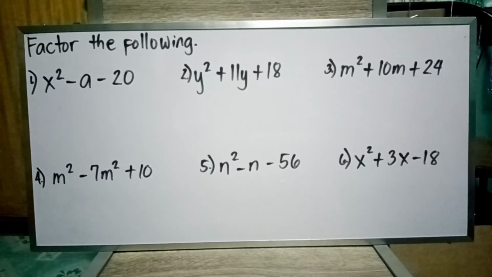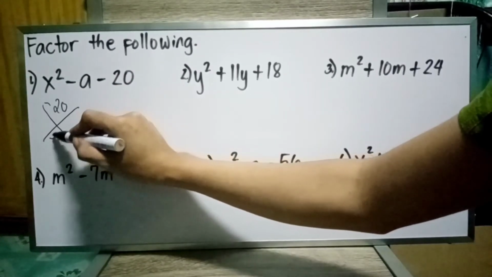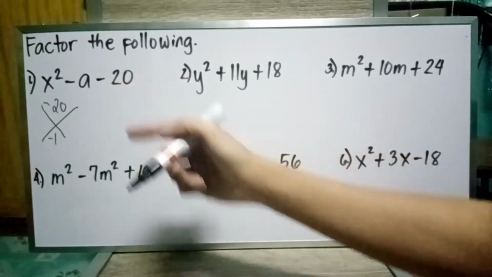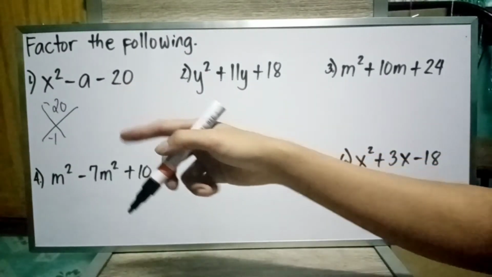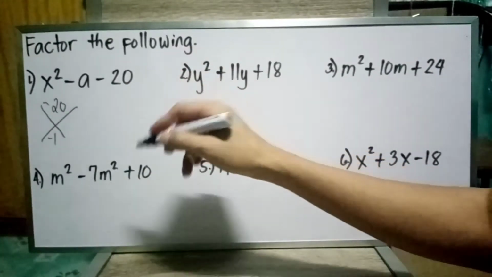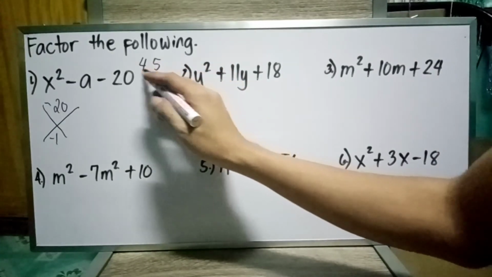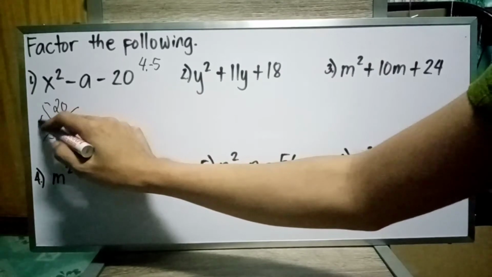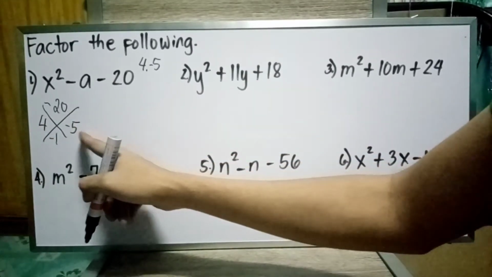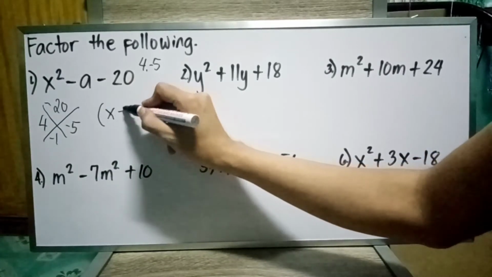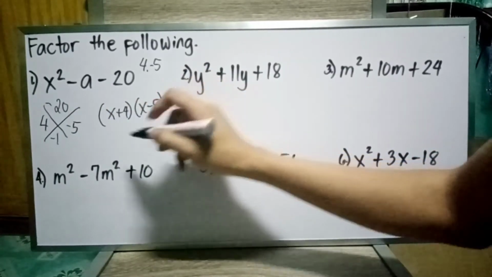So x squared minus x minus 20. We're looking for the factors of negative 20 that will give you negative 1 as your sum. Think of a factor of negative 20. It can be 4 and 5, but we need negative. Which one is negative, 4 or 5? That is 5. So 4 and negative 5. 4 times negative 5 is negative 20, and 4 plus negative 5 is negative 1. So therefore, the factor is x plus 4, x minus 5.